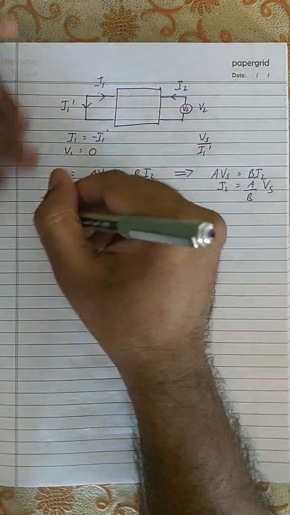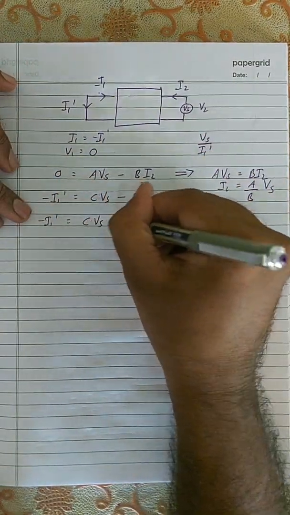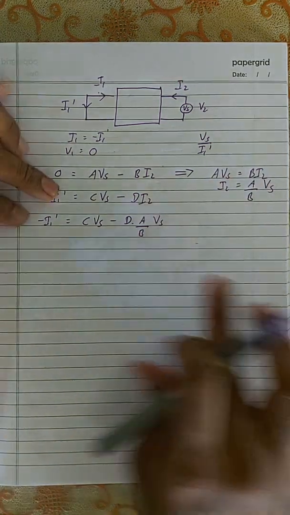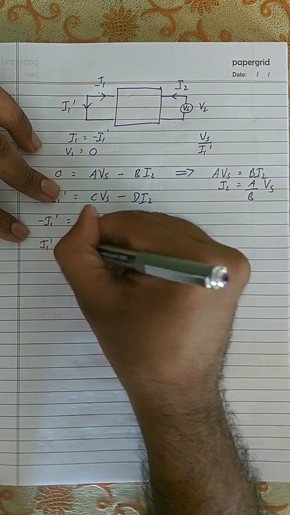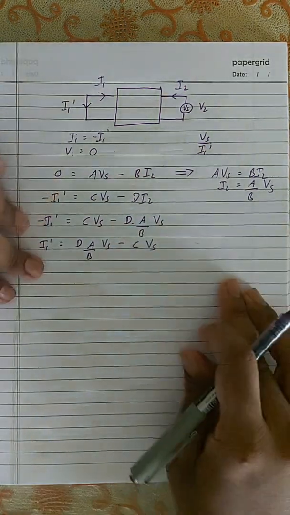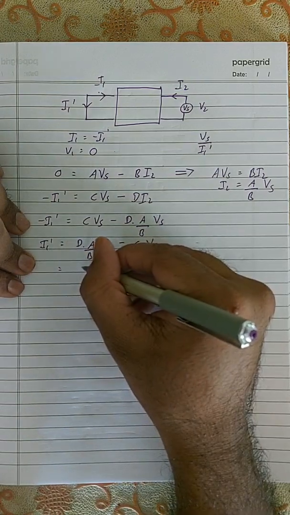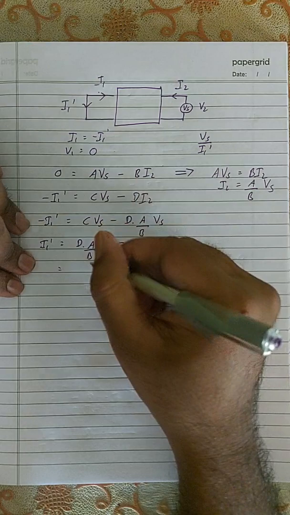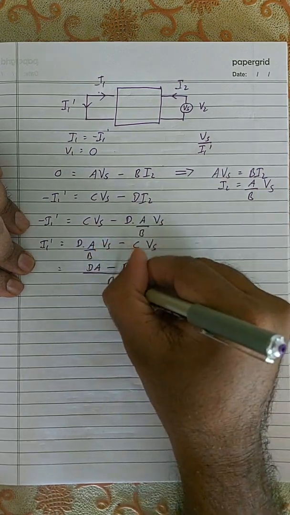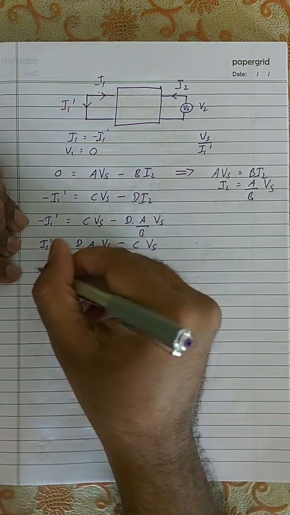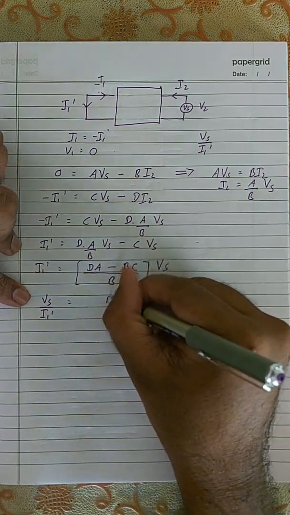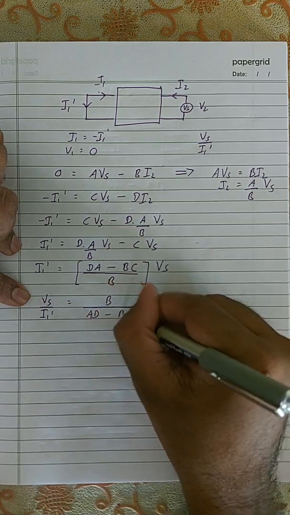So substitute that over here. This will become minus I1 dash is equal to C Vs minus D, and I2 is A by B Vs. I want to remove this minus sign over here. So therefore I1 dash is equal to D into A by B Vs minus C Vs. Let me take Vs common, and also cross multiply B and C, taking the LCM as B itself. So this will become DA minus BC by B into Vs. Or in other words, Vs by I1 dash is equal to B by AD minus BC.